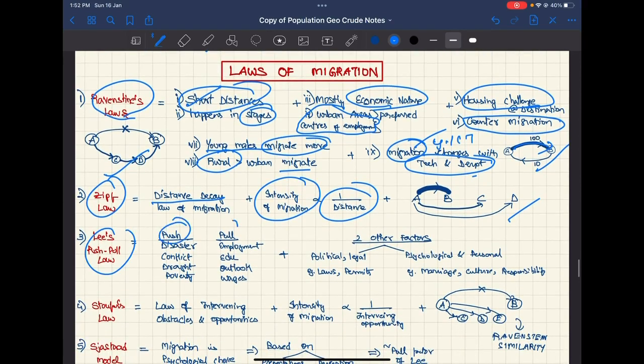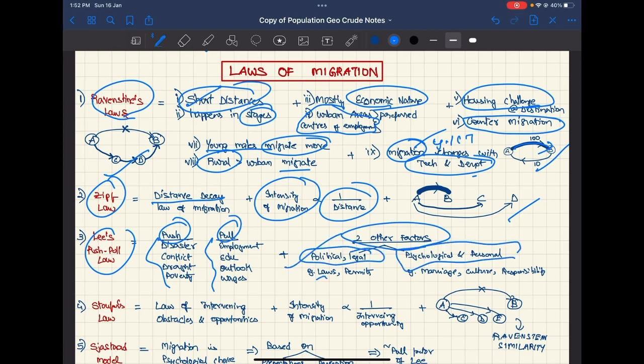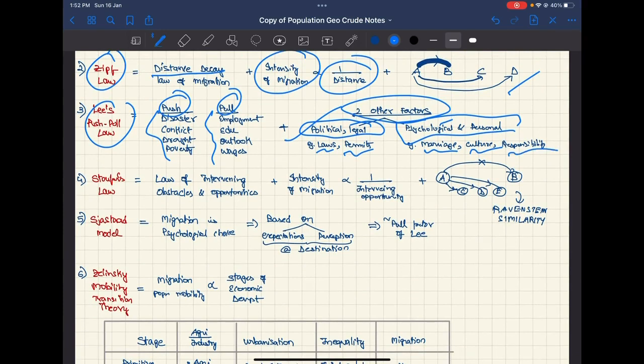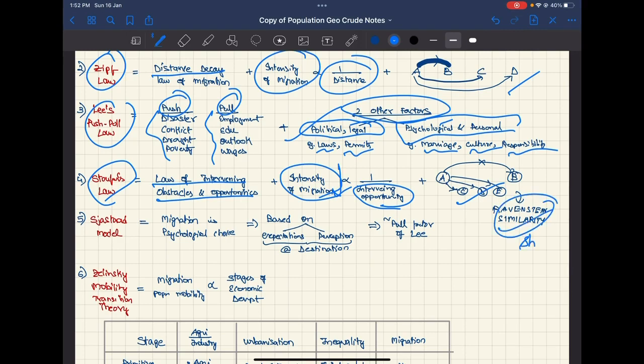These are the push factors. These are the pull factors. There are two other factors: political and legal factors, and psychological and personal factors. Political factors are like laws and visa permits, and psychological factors are like marriage, culture, parents' responsibility, etc. Stouffer's law is the law of intervening obstacles and opportunities. If there is an intervening opportunity in between, the intensity of migration will decrease. So this is similar to Ravenstein's short distances.